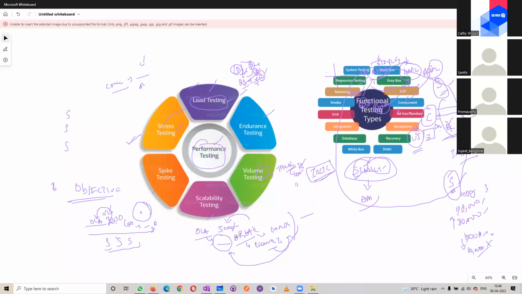So how do I need to recover it? Step by step, I need to recover. I need to show the proper messaging structure, and then what happened and where I need to go back. So these are the steps which will happen over here. So this is stress testing.